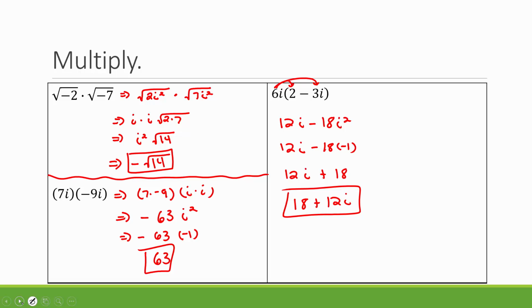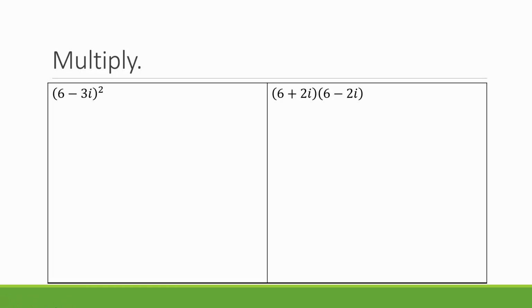Okay, let's look at a couple more examples. Right here we have 6 minus 3i squared. So I'm going to use my shortcut for this binomial squared. Remember the shortcut? The first term squared minus 2 times the terms plus the last term squared. So that would give us 6 squared minus 2 times 6 times 3i plus 3i squared.